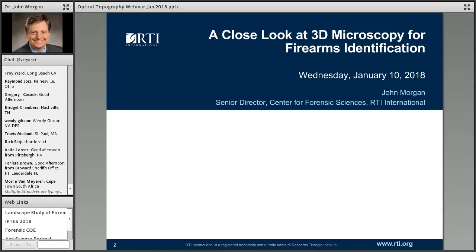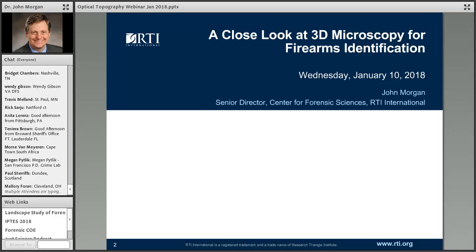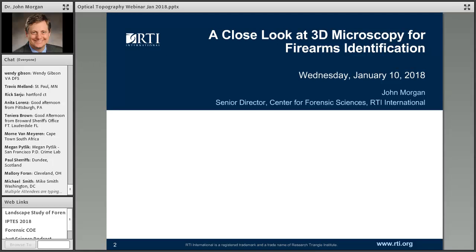This is a presentation that was actually a much longer one. Robert Thompson from NIST and I were invited by the Forensic Advisory Committee in Arizona to go to Phoenix and give a 4-hour in-person seminar on optical topography as it relates to firearms identification. That was very well received.